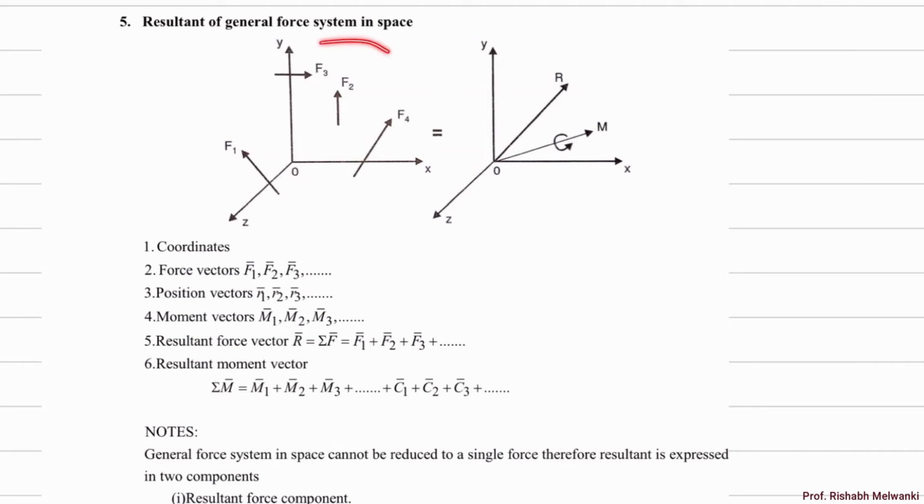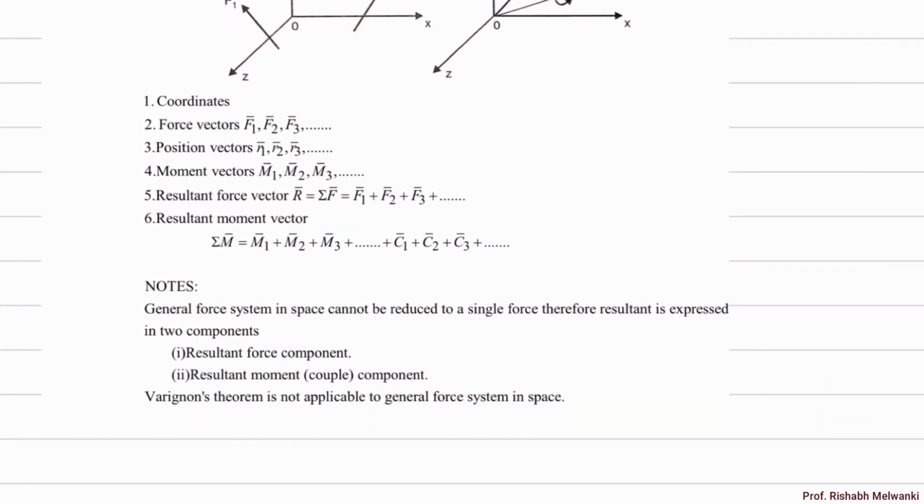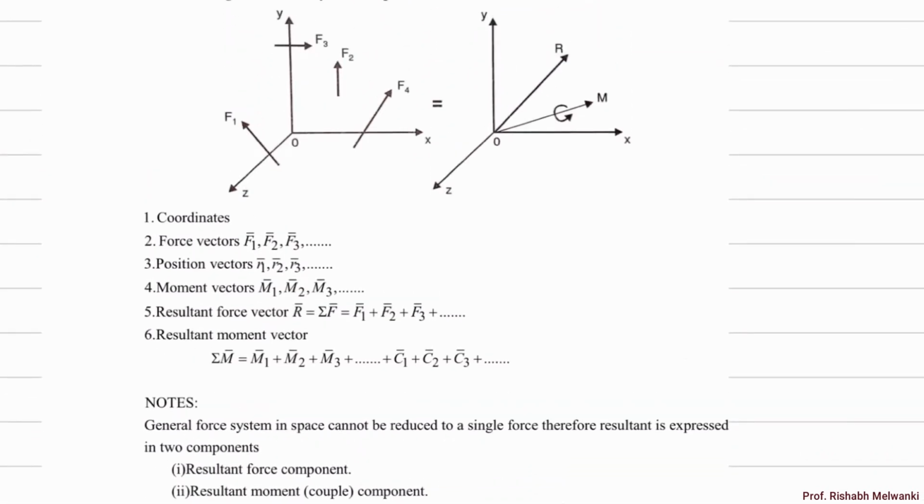Okay, so resultant of general force system is shown as a resultant force vector and a moment vector. Now we will see what are the steps involved while solving the numericals of resultant of general force system in space. First step will be we have to write down the coordinates, then magnitudes of forces are given, so from there we have to find force vectors, then we have to find position vector, because we have to take moment of that force.